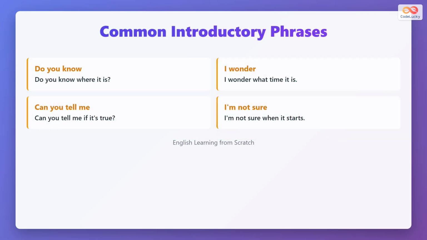Many embedded questions start with polite phrases such as do you know, I wonder, can you tell me, or I am not sure. These help soften the question and make it polite.